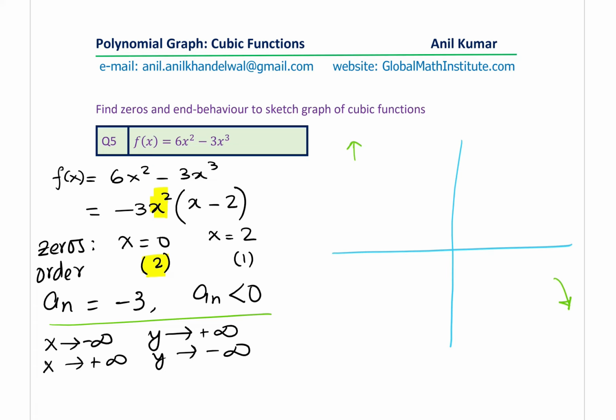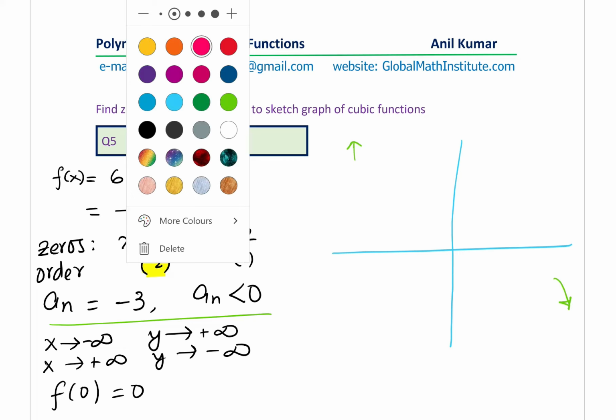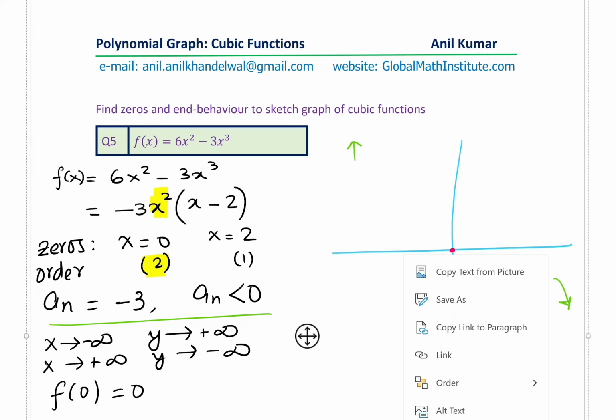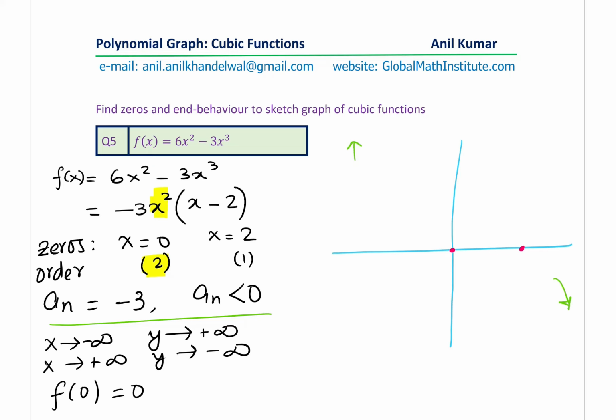The y-intercept is the next point, and if I substitute 0 for x, I get 0. That means the origin is the y-intercept. Okay, so now we have an x-intercept at 0 and an x-intercept at 2. So these are the 2 points. We also know that the graph is moving from quadrant 2 to quadrant 4. The order of these zeros is what? Let me write down the order also. At 0, the order is 2. And at 2, the order is 1.